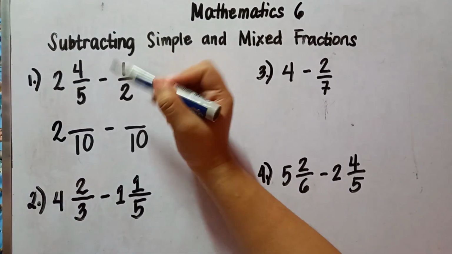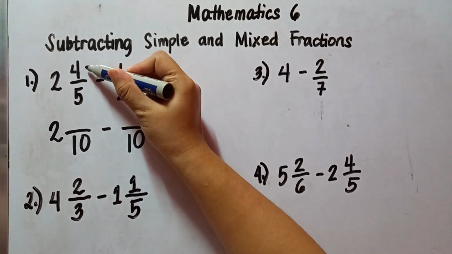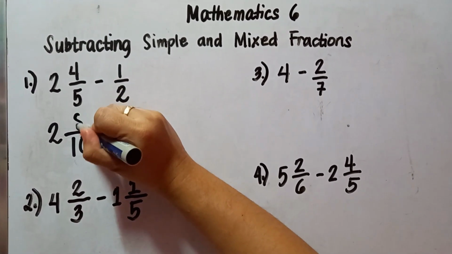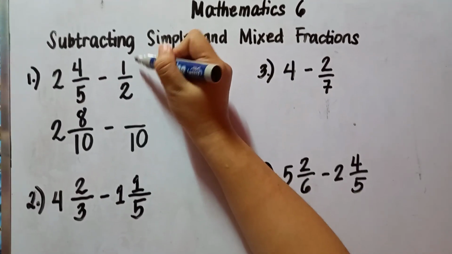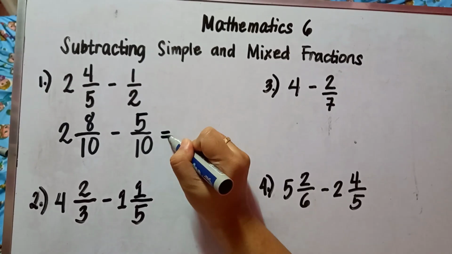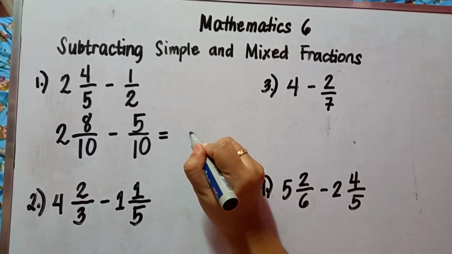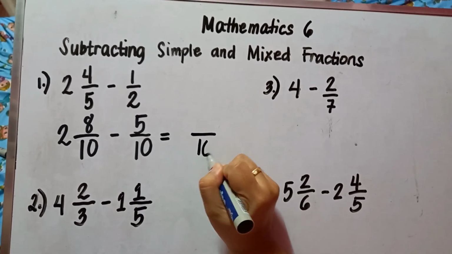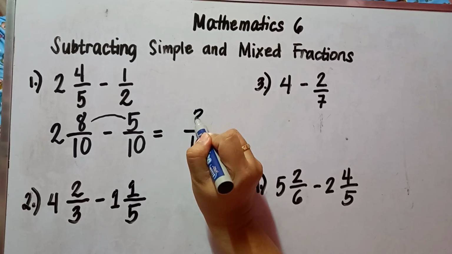Okay, so let us now divide. 10 divided by 5 equals 2 times 4 equals 8. 10 divided by 2 equals 5 times 1 equals 5. So we're going now to subtract. Common denominator is 10. We're just going to copy. Okay, 8 minus 5 equals 3.